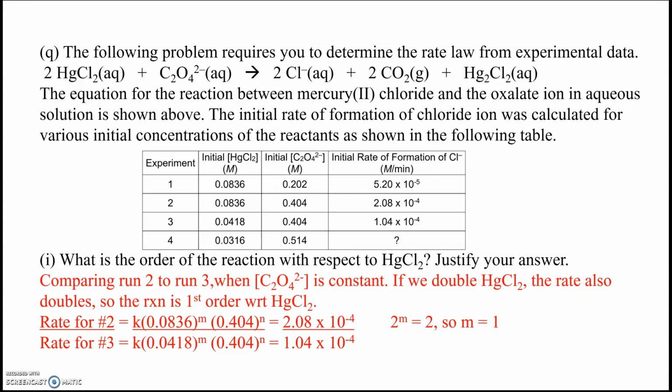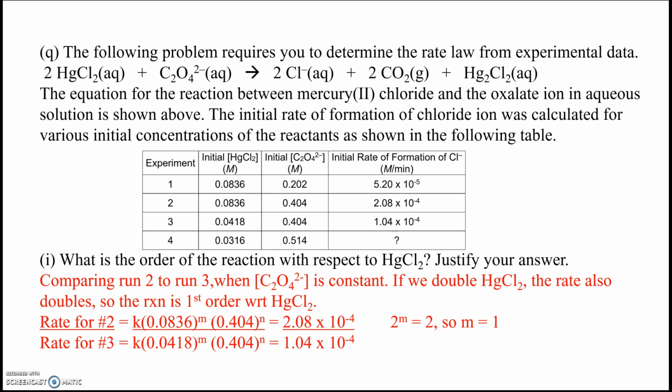Now here we can evaluate run 2 to run 3, because when I do this, I see that in runs 2 and 3, the oxalate is holding steady at 0.404. So I'm going to write kind of a big proportionality equation. And I look at the rate for number 2 divided by the rate for number 3, and I write out my entire rate constant general equation. That's going to be K times 0.0836 to the M times 0.404 to the N, and that's equal to 2.08 times 10 to the minus 4th.